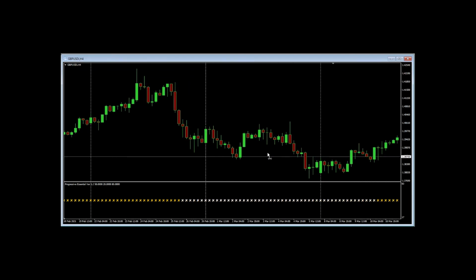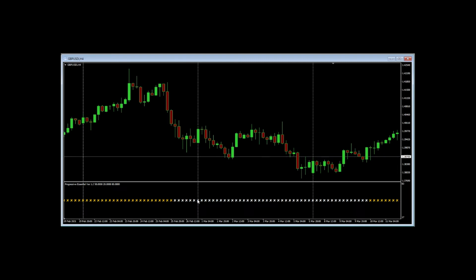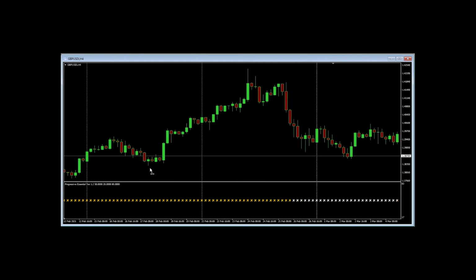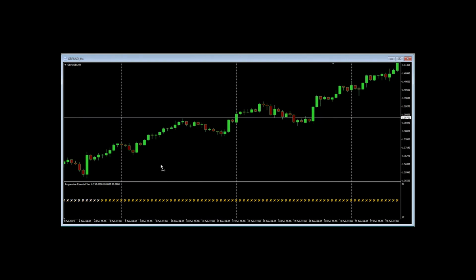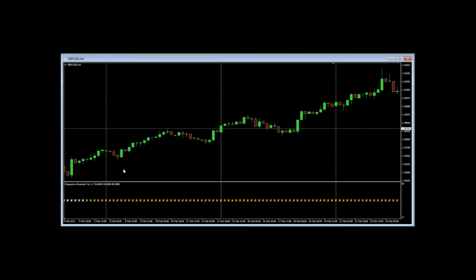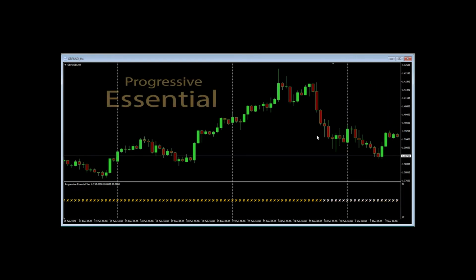Let's keep going. 1, 2, 3. 97 pips. 1, 2, 3. That's 87 pips. So you can see how helpful and powerful the progressive essential indicator can be when looking to determine the strength of the market. Now again, remember, the market is very choppy, but there is always a big run and then a retracement. You can spot these very easily with the Progressive Essential Indicator.